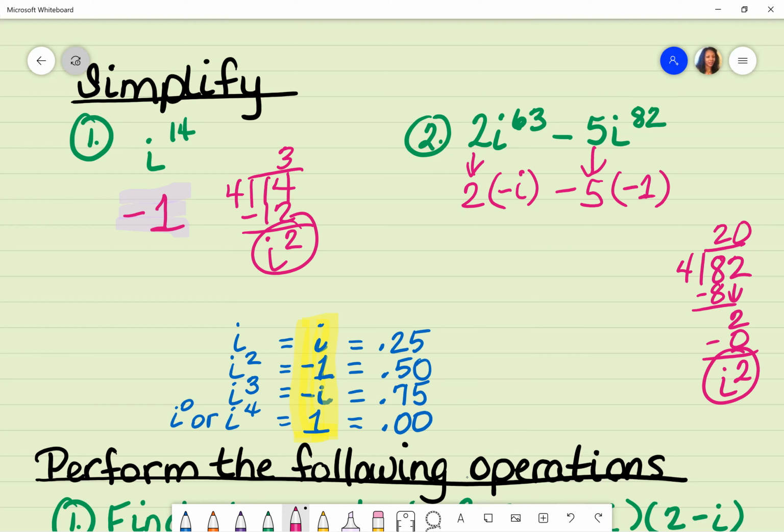Now at this point, I simplify. 2 times -i is -2i. -5 times -1 is +5. However, I want my answer to be in the correct form, which is a plus or minus bi. So that means that I'm just going to have to switch them around. And I have to make sure I keep up with my signs. So I have a +5 minus 2i. That is my answer.